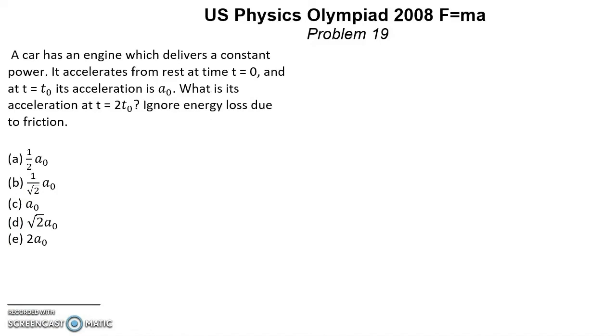Problem 19. A car has an engine which delivers constant power. It accelerates from rest at time t equals 0, and at time t equals t0, its acceleration is a0. What is its acceleration at time equal to 2t0? Ignore any loss due to friction.